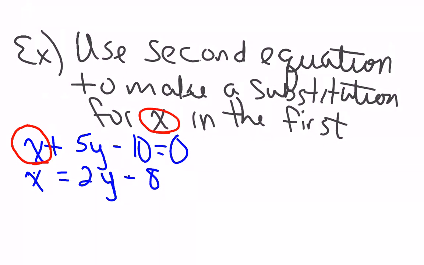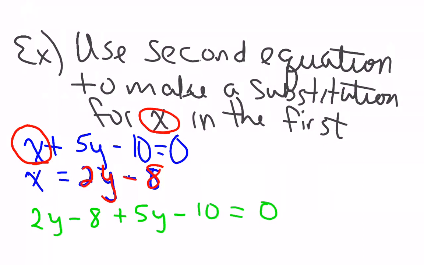So an equal sign means they are the same. So in the second equation, we're saying x is the same as 2y minus 8. So when we make a substitution, instead of saying x, we're going to say 2y minus 8. So what is that resulting equation going to look like? Well, let's take a look. So we're going to rewrite the top one. Instead of saying x, we're going to say our new piece, 2y minus 8. So 2y minus 8 plus 5y minus 10 equals 0.